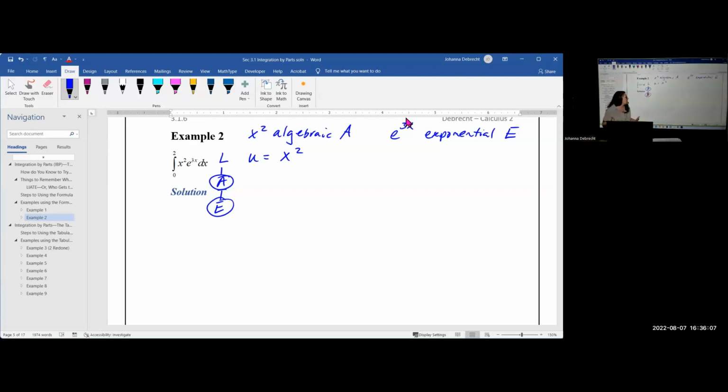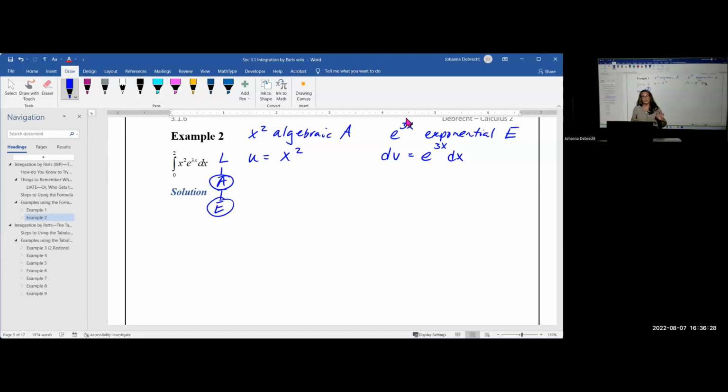So the A level gets to be u. Whoever's higher or first, left to right, gets to be u. So my u is x squared. And that means that my dv has to be everything else inside the integrand, including the differential. So my dv this time becomes e to the 3x dx.